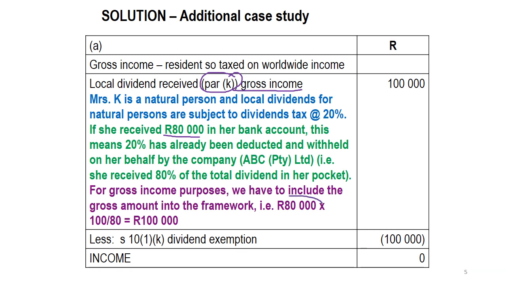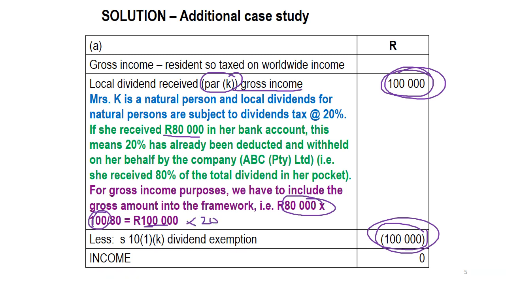In other words, we take the amount that she received, the 80,000 Rand, and we have to scale it up. We want to get to 100%, so we multiply it by 100 over 80, and that's going to give us 100,000 Rand. Now that means for gross income, we include 100,000 Rand into gross income, and we exempt 100,000 Rand. So for normal tax, she's not going to pay normal tax at the sliding scales on this amount. Why? Because she was already subject to dividends tax at 20%.